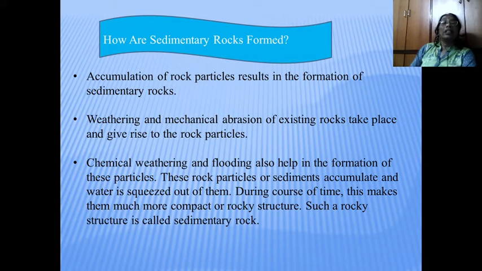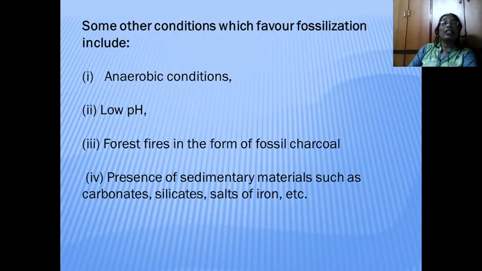How are these sedimentary rocks formed? Accumulation of rock particles results in the formation of sedimentary rocks. Weathering and mechanical abrasion of existing rock take place and give rise to the rock particles. Chemical weathering and flooding also help in the formation of these particles. These rock particles or sediments accumulate and water is squeezed out of them. During the course of time, this makes them a much more compact or rocky structure. Such a rocky structure is called sedimentary rock.